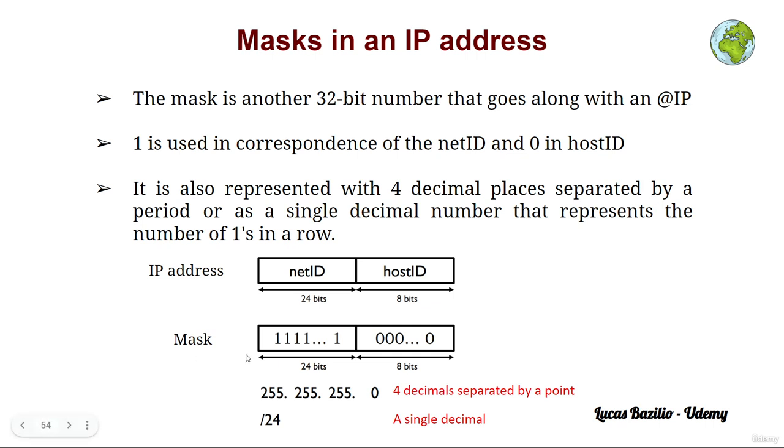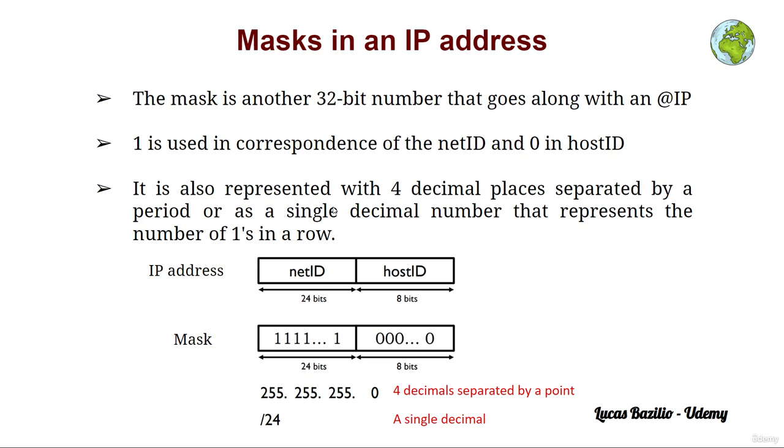So here we have an example. Here we have the mask: 24 ones, and then 8 zeros. Of course, this is a number of 32 bits. And now we also know that since we have 24 ones, the net ID will be of 24 bits, and since we have 8 zeros, the host ID will be of 8 bits.